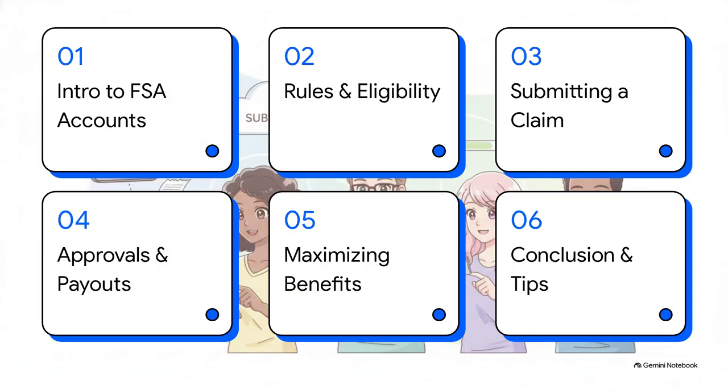All right, so here's our game plan for today. We'll start with an introduction to FSA and HealthEquity, then move into eligibility and plan documentation. After that, we'll cover submitting an FSA claim, followed by the approval process and direct deposit. Finally, we'll wrap up with maximizing benefits and management tips, and a quick conclusion and disclaimer. Let's get right to it.